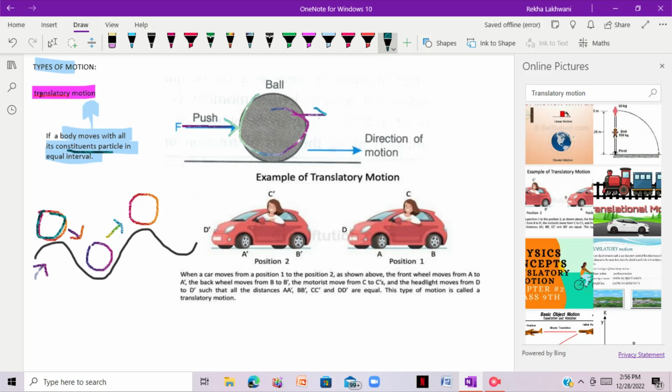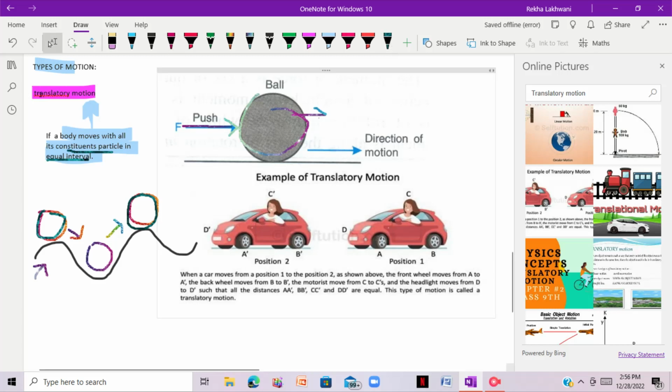Then you'll be wondering why it is known as translatory, like it's moving in a curve, right? So basically this motion is translatory, and curvilinear and rectilinear are the parts of this translatory motion. Okay, let me describe in a better way. Let's divide this translatory motion. So you can see in this given diagram too, okay, read this. It's an example of translatory motion.